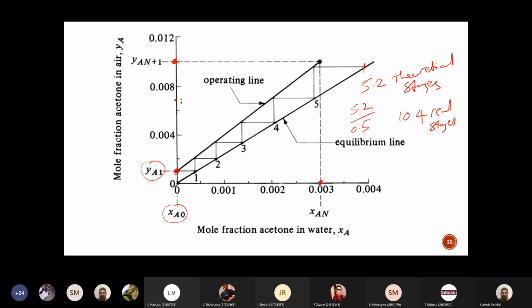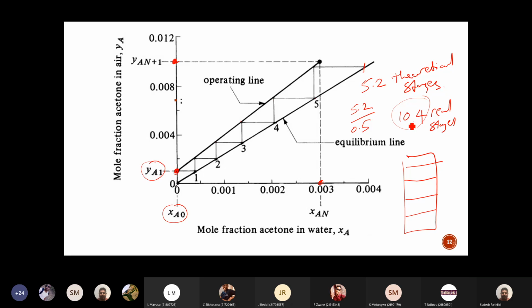But in real stages, if I'm using plates in a tower to construct this, we'll talk about the equipment under distillation. We'll talk about the tower and the plates, etc. So if I'm using plates in a tower to give me the different number of stages, then I can't get a fraction for real stages. That's not possible, because I'm not going to get half a tray.